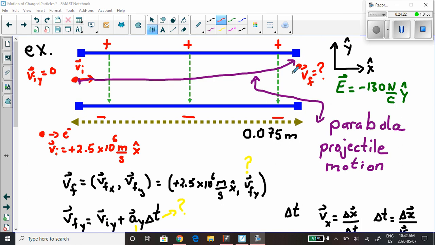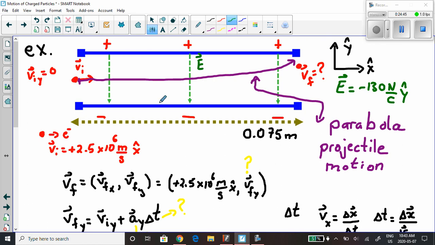All right, so here's another example, and this is a projectile motion question. Here is two charged parallel plates. There's the positive plate, there's a negative plate. These green lines here are the constant electric field that's straight downward. Very similar to a constant gravitational field, our friend g.